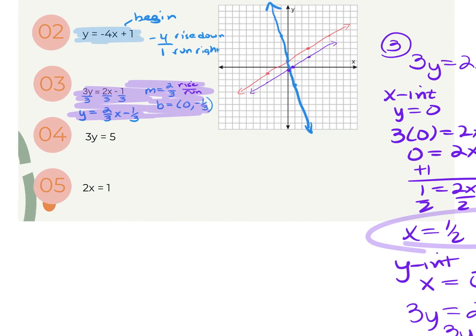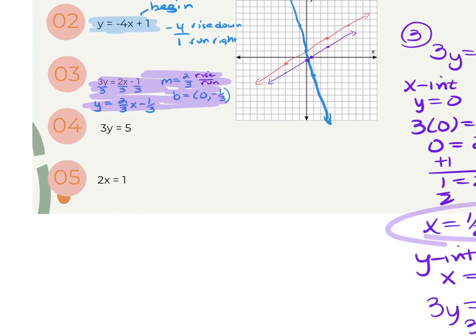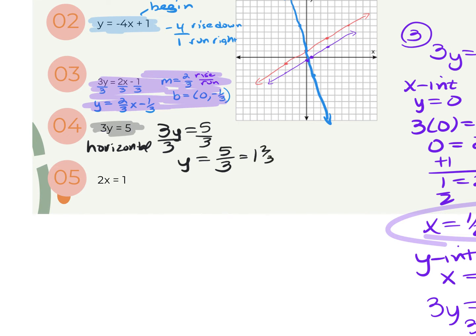Now for the next one, notice there's no x here. So I can go ahead and solve it for y. So I'm going to take 3y equals 5, divide it by 3, and y equals 5/3. Remember, whenever it's y equals a number, this is going to be a horizontal line. It's actually going to go through the y-axis at 1 2/3 if I make that an improper fraction. Now, WebAssign will take improper fractions, but when you're graphing, you need to know that 5/3 is 1 2/3.